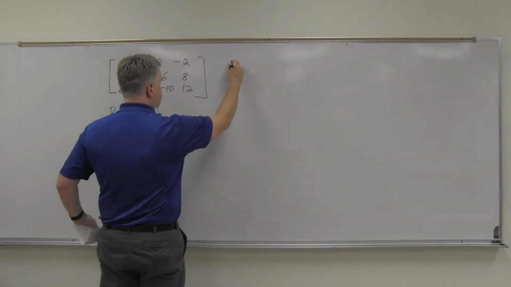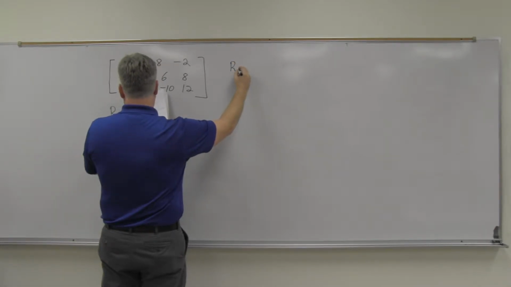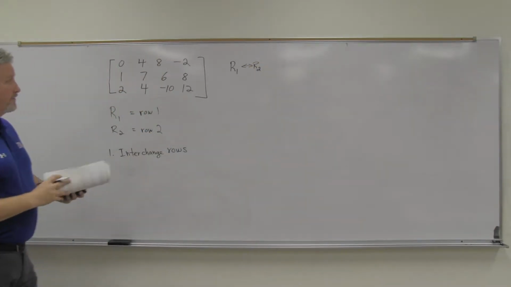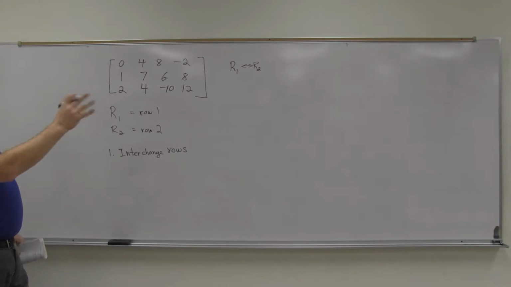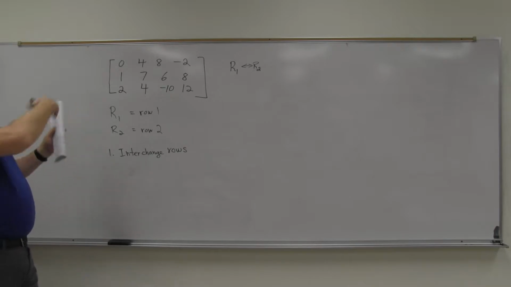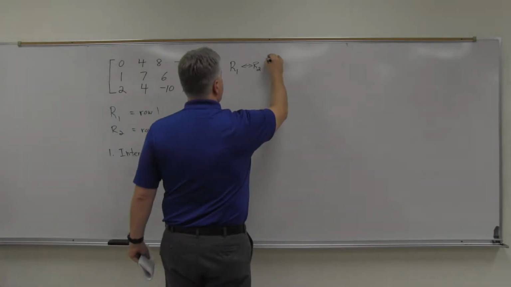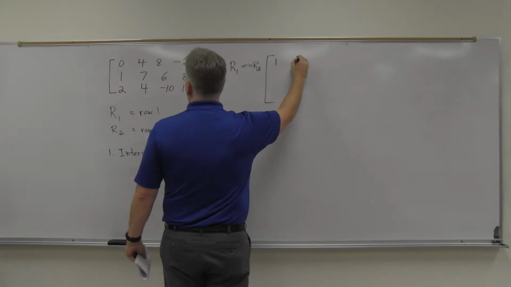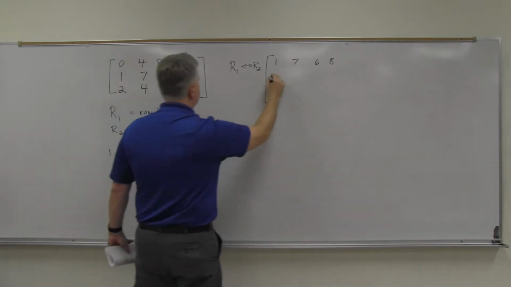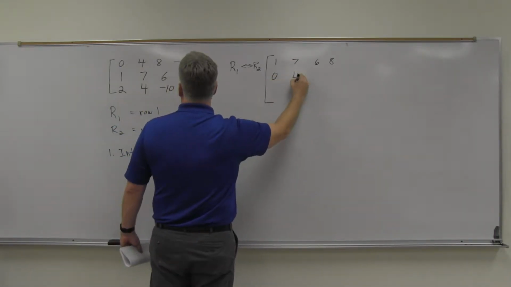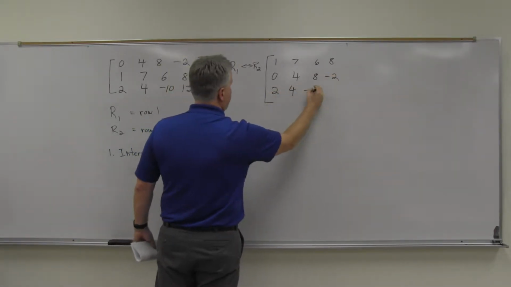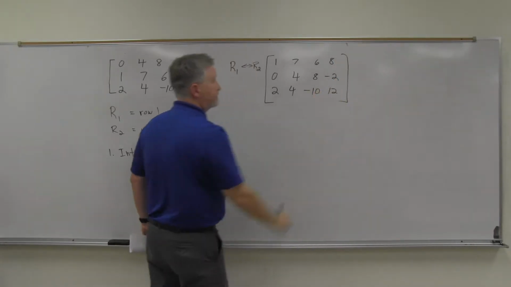The way we indicate it, one way: row 1 double arrow row 2, meaning I'm interchanging row 1 and row 2. So I'm just swapping those two. So it'd be 1, 7, 6, 8. That row comes to the top, and then row 2 gets shifted down: 0, 4, 8, -2. And then row 3 just stays as is. Okay? So we can interchange rows.